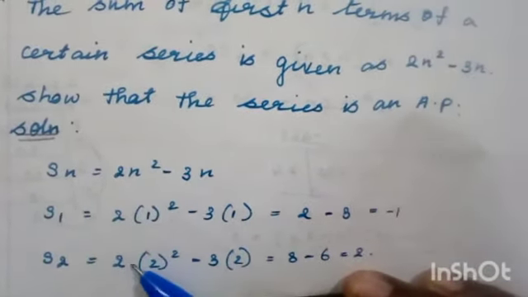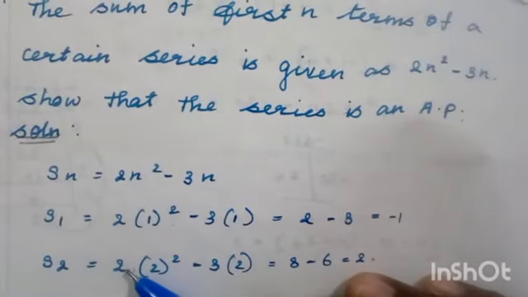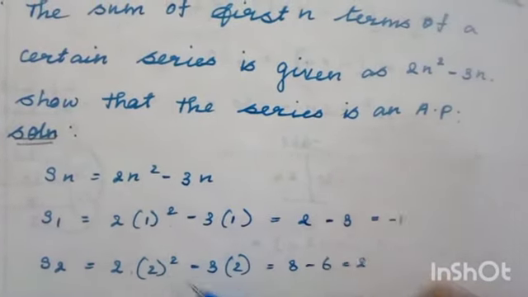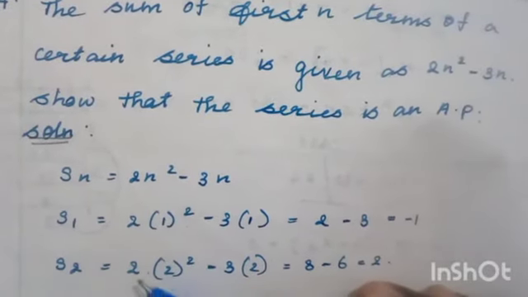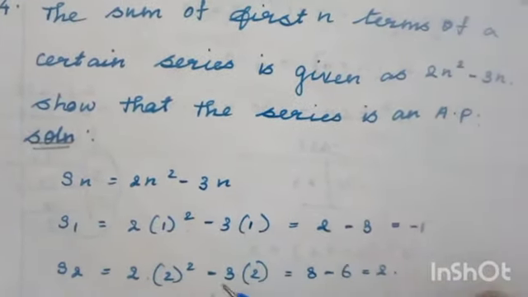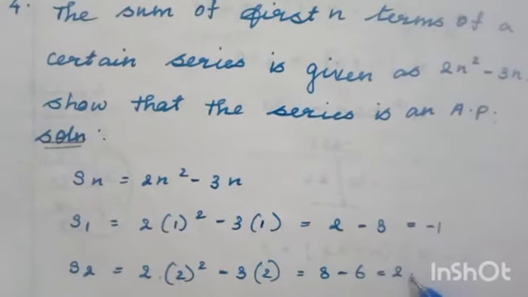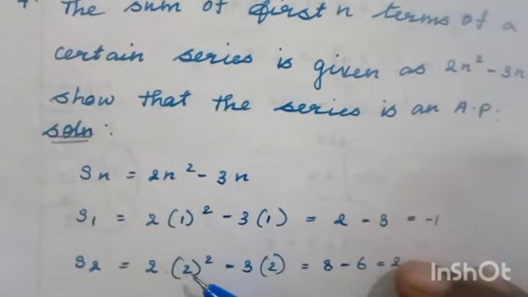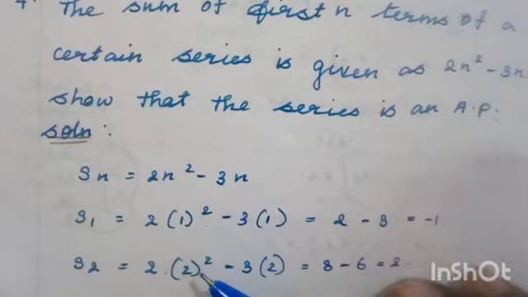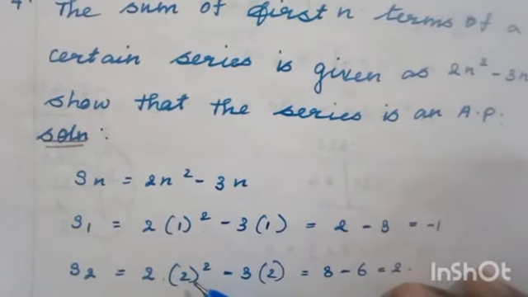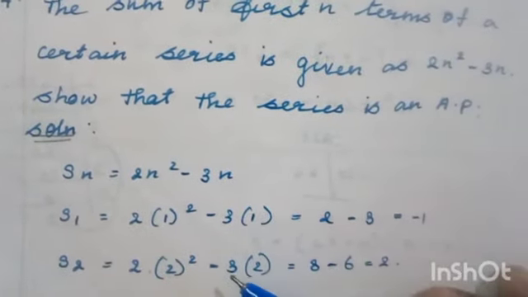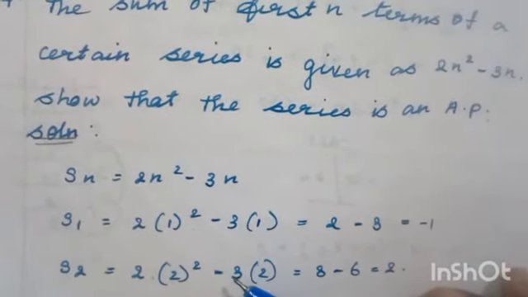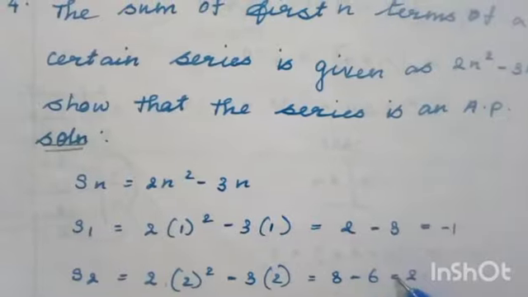S2 value, you have to substitute n equal to 2. So that is 2 into 2 whole square minus 3 into 2. So that is 2 square value is 4. That is 2 fours are 8, 3 twos are 6, is equal to 2. Here some of the steps are reduced, so that is no need. Suppose you want to write, you can write 2 into 4 minus 6. Like that, if steps are needed for you, you have to write them. Otherwise, shortly you can use this.